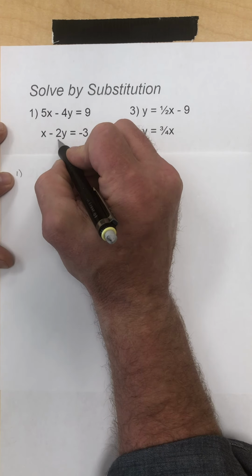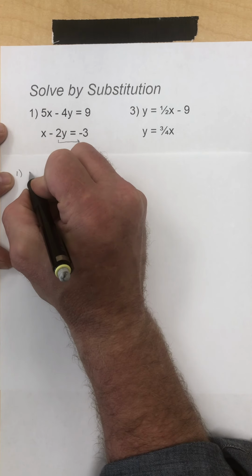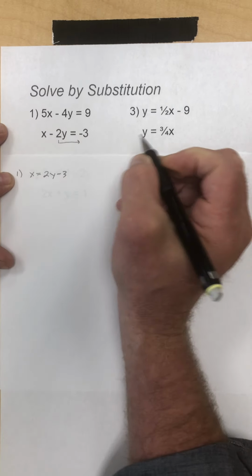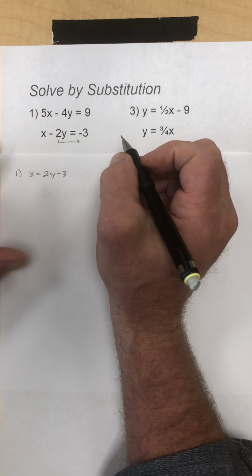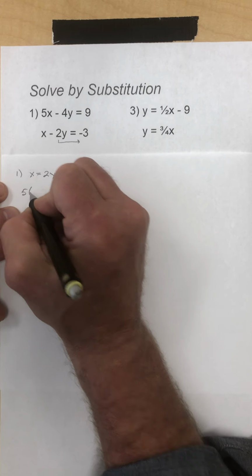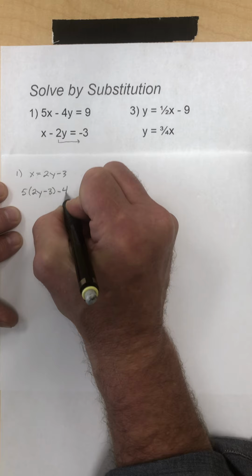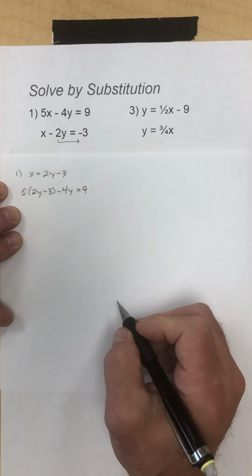All I'd have to do is take this negative 2y and move it over so it becomes positive 2y. So I get x equals 2y minus 3, and then I take that and substitute 2y minus 3 in for x up here. So I get 5 times (2y minus 3) minus the 4y equals 9. Okay, and just solve for y.